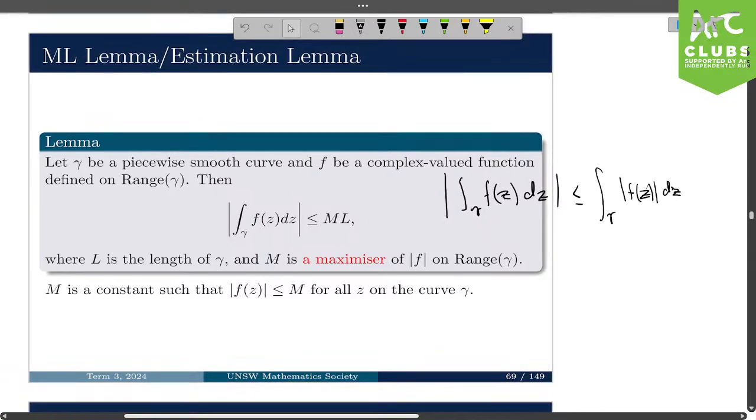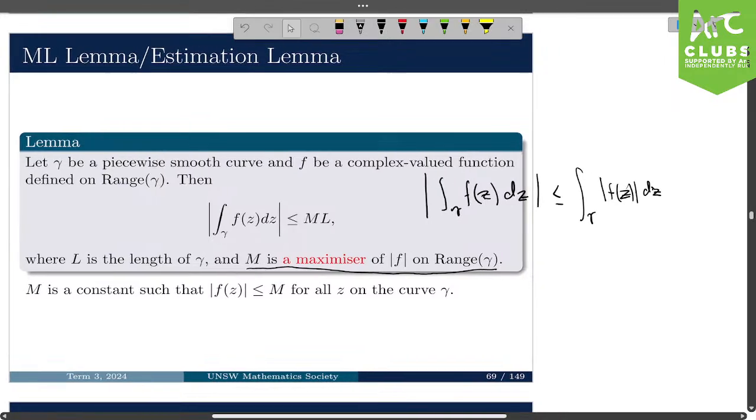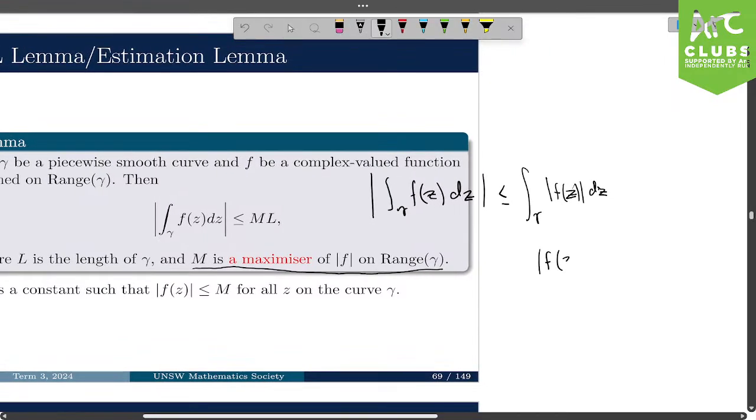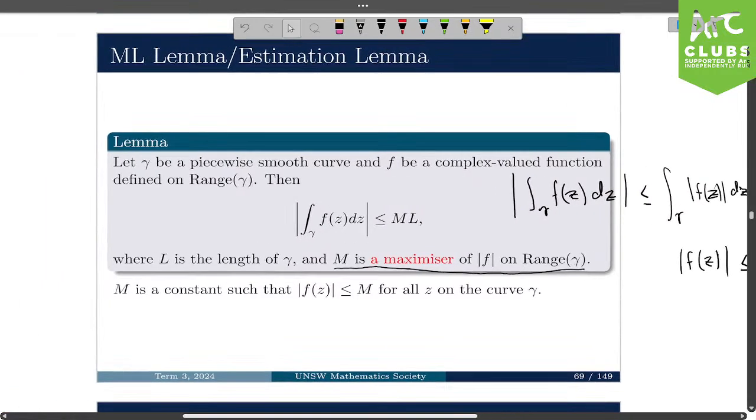And if we have some value m, a maximizer, for which f of z is smaller than or equal to m across our curve gamma, then we know that this value is going to be smaller than the integral of m across gamma, dz. And that's going to be equal to m times L, which is the length of the curve gamma. And this is what we have here.